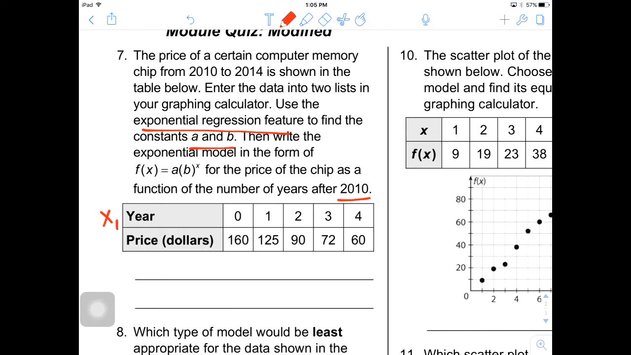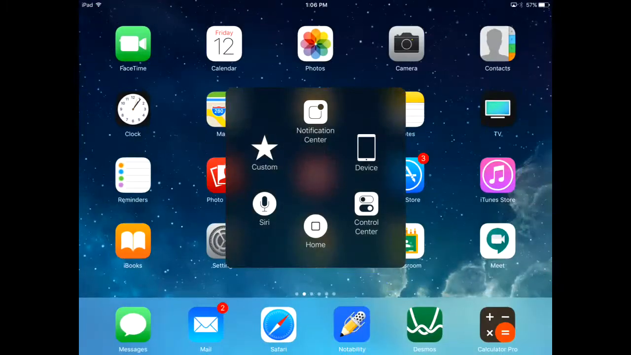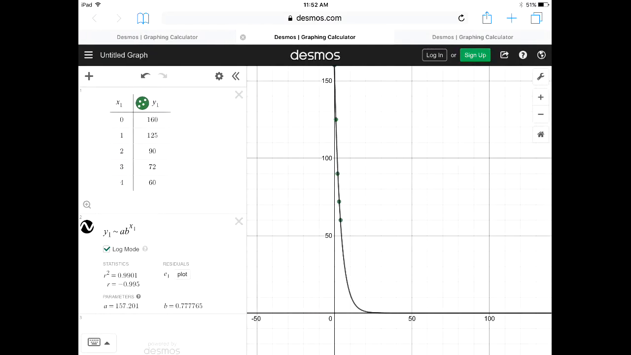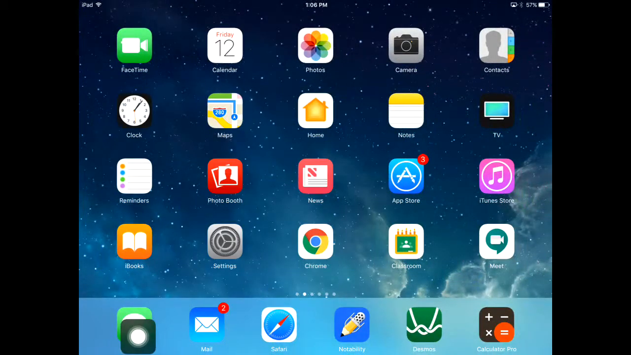You should go ahead and once again, open up your decimals and enter x1 and y1 into the table, and then don't forget to pause this and try it before you look at the answer. So here is what I have. This is the table, and then I've already asked the calculator to calculate the exponential function, and you should be able to see that A is about 157, and B is about 0.778. So that's the equation, and it looks like it fits the data well.